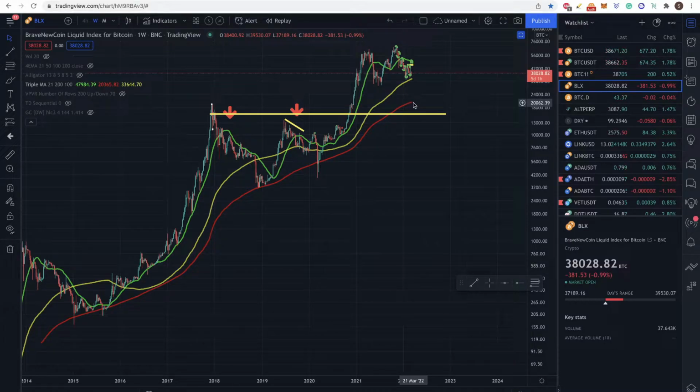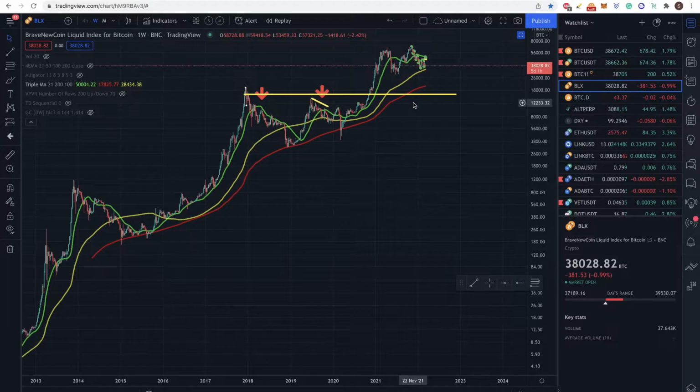Any area near the 200 moving average in a weekly time frame, you can put this chart super easily. You just need to look for the BLX and put the triple moving average. This is a free tool and you will be able to see this chart exactly. So put this in your list of things to watch, because if we break this yellow line, we go directly to the red one, the 200 moving average on the weekly time frame. This is the best time that you will ever buy Bitcoin or any altcoin.